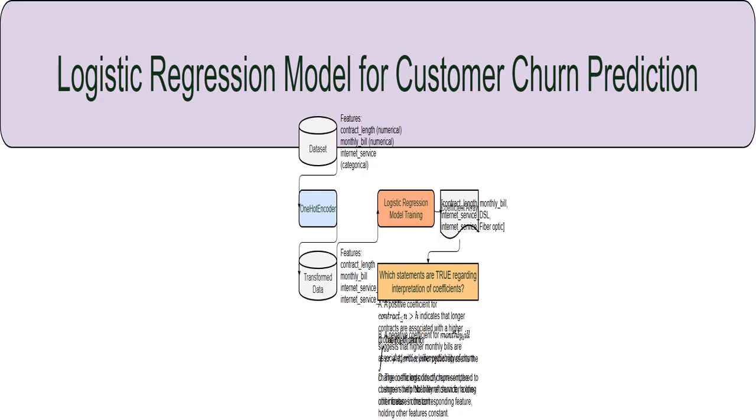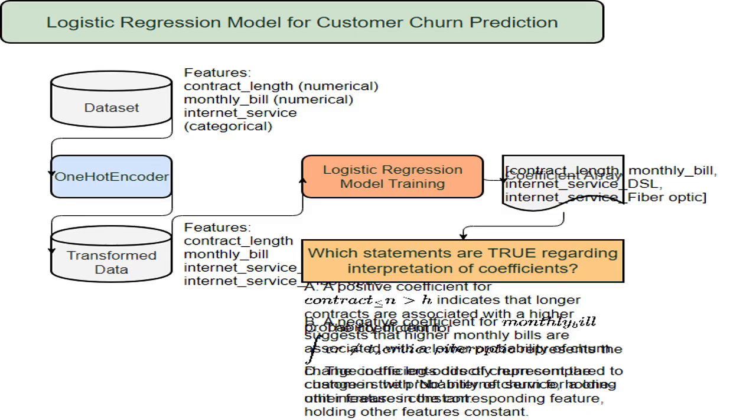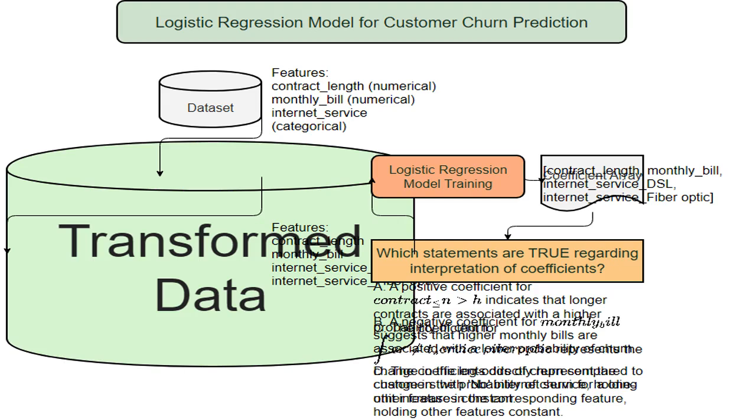My dataset has numerical features like contract_length and monthly_bill, and a categorical feature, internet_service. I need to handle this difference in data types for proper model training. I'm building a logistic regression model. It's a statistical method that predicts a probability of customer churn, a yes/no outcome. After one hot encoding, my data is ready to train the logistic regression model. Now I have numerical features only, making it suitable for training.